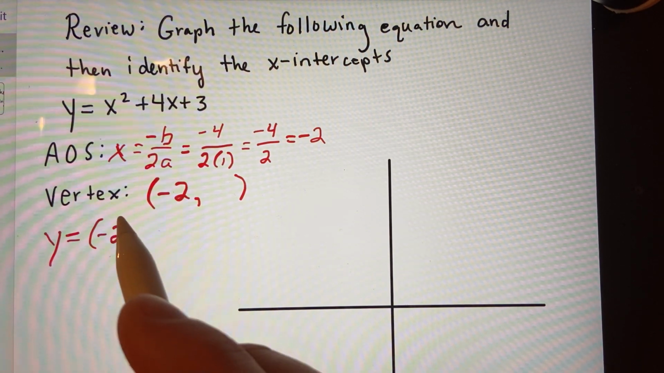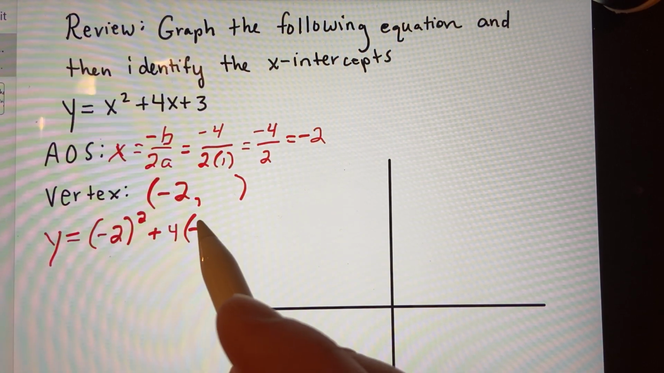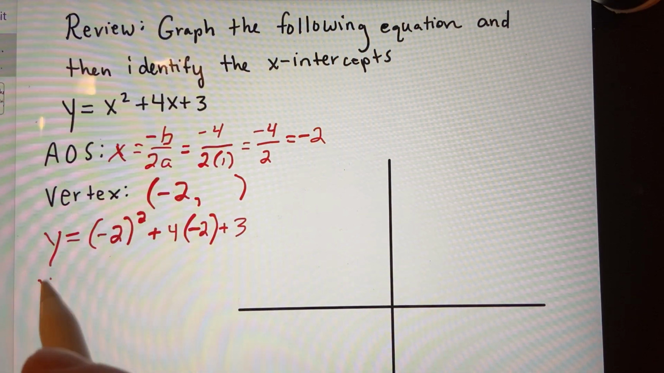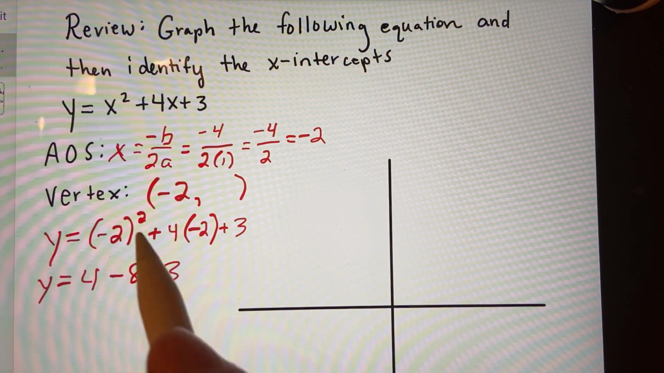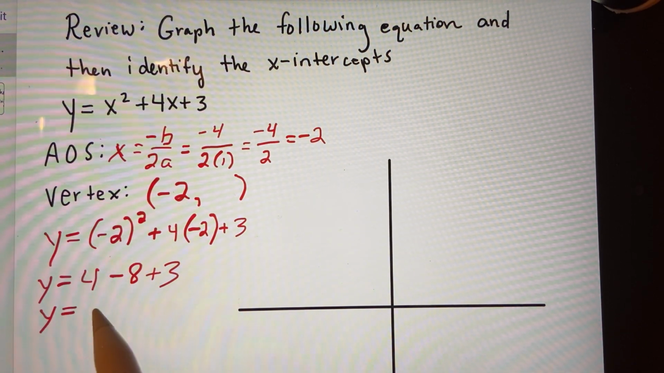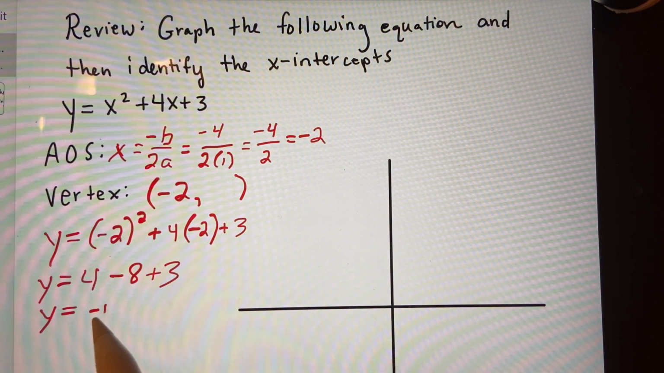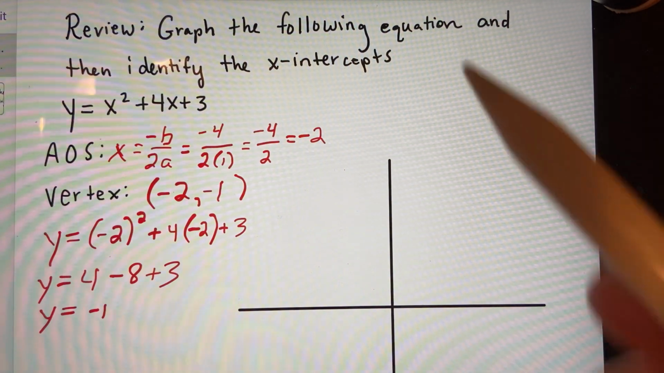So that makes it negative 2 squared plus 4 times negative 2 plus 3. I'm solving this. So y equals 4 minus 8 plus 3. So that's negative 4 plus 3, which is negative 1. So the vertex is negative 2, negative 1.